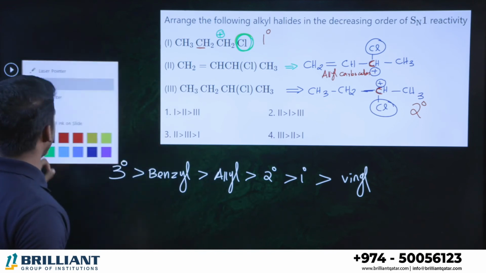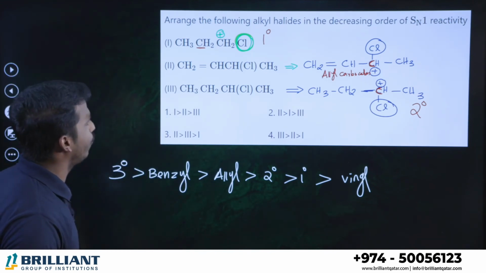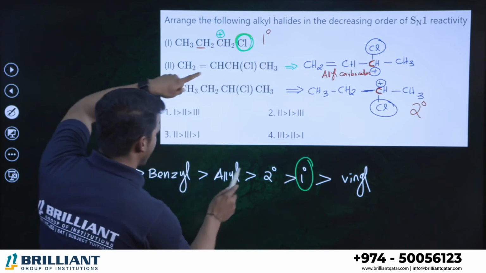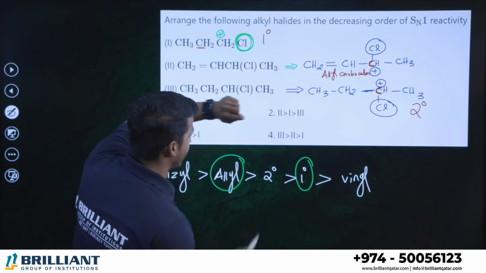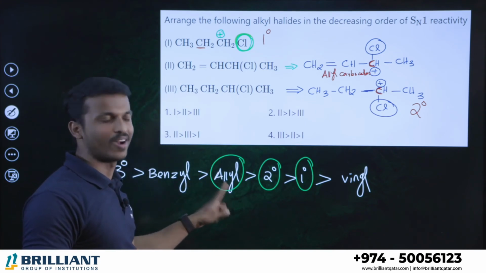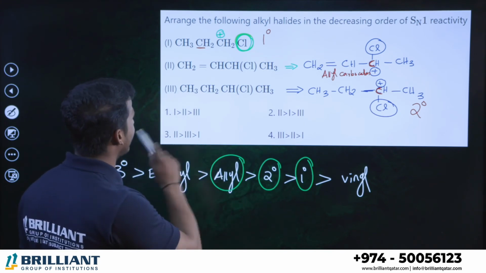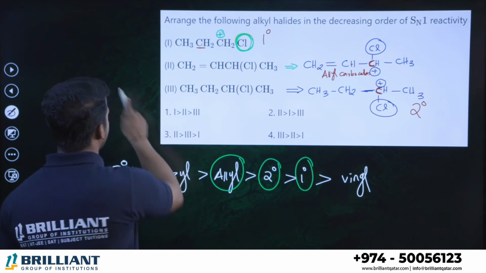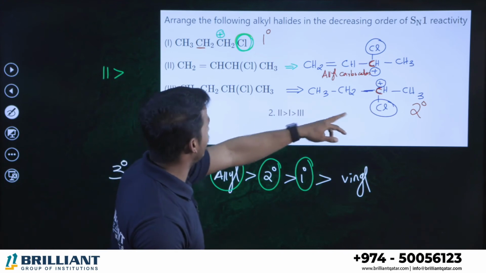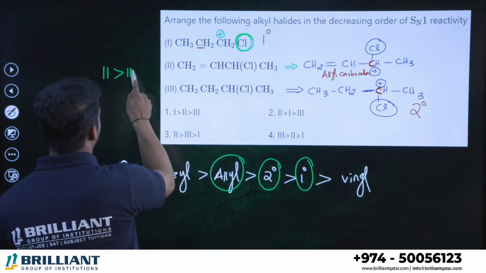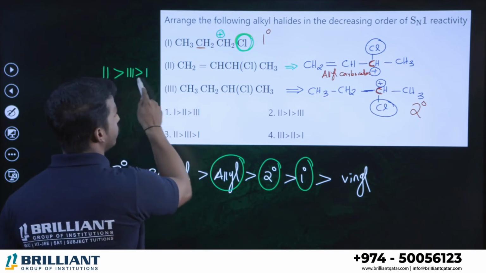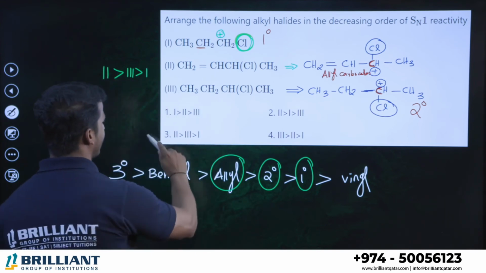So which one can undergo reaction faster, dear all of you? Which is more stable? This is a primary. Here we have allyl. Here we have secondary. Which will undergo reaction faster? Allyl can undergo reaction faster. So the second one undergoes reaction faster. So second one is greater than, then secondary. Which is the secondary one? The third one. And then primary. Primary is the first one. So 2, 3, 1. Where is the answer? Option 3.